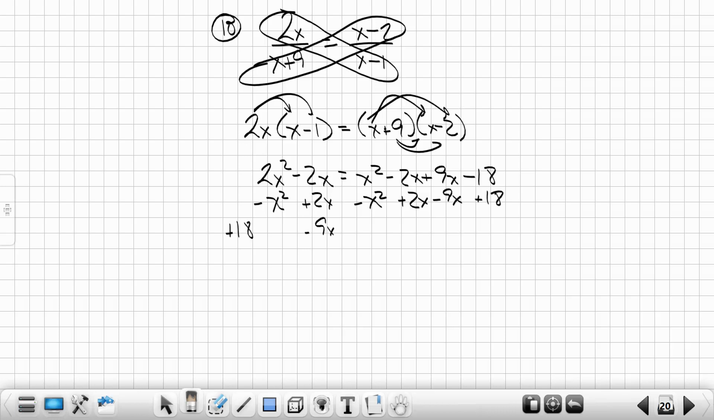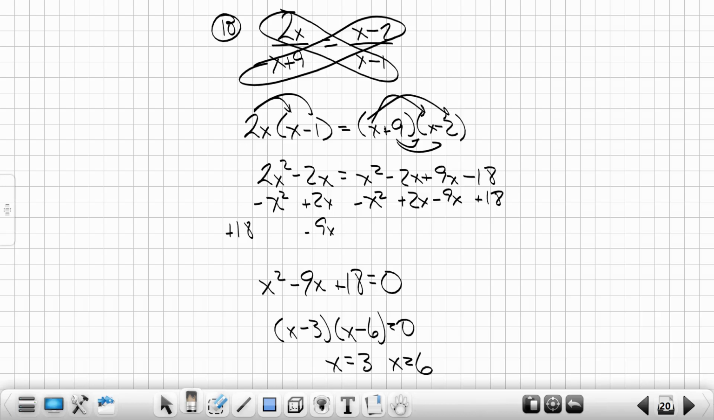Two x squared minus 1x squared leaves me with a singular x squared left over. Negative 2x plus 2x minus 9x gives me a negative 9x, and 18 is all by its lonesome, and that equals 0. Multiplies to 18 and adds to a negative 9 is going to be x minus 3 and x minus 6. So x is equal to 3 and x is equal to 6. I didn't double check my excluded values. Up here, x cannot be negative 9 and x cannot be 1, so both of my values are good.